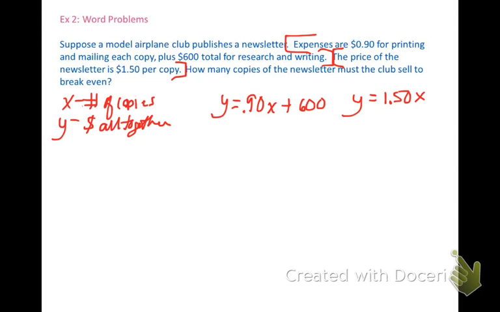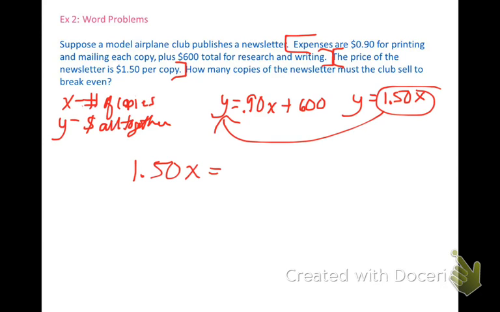So here are your two equations. Notice again I have Y equals and a Y equals. We did this when we did substitution. I can substitute this in for that. So it looks like this. $1.50x equals 0.90x plus 600. So I'm going to subtract 0.90x, 0.90x.